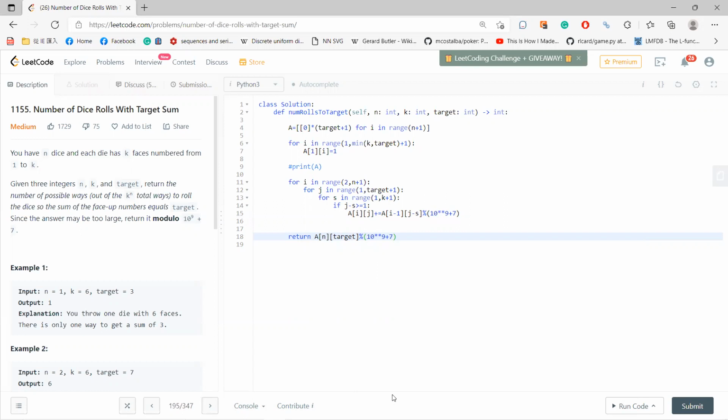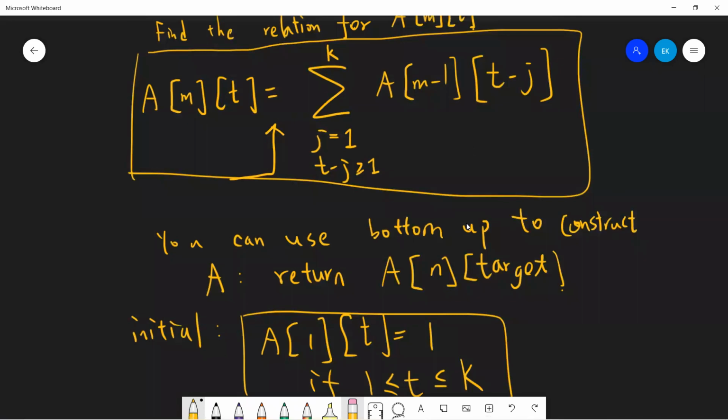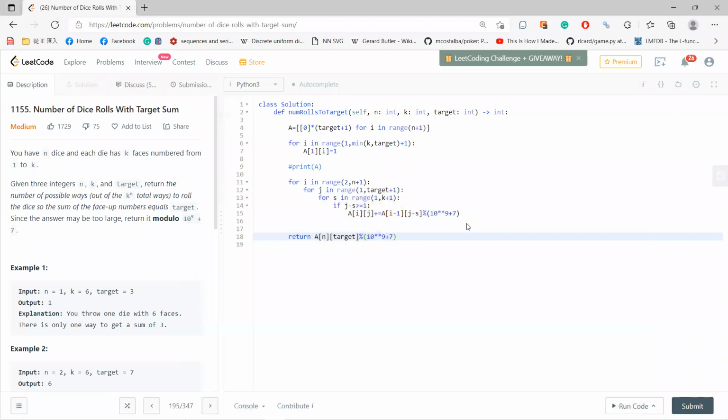Okay. Then you go through i in range 2 to n plus 1, j in range to target plus 1, and s from 1 to k plus 1. If j minus s is greater or equal to 1, then A of i, j plus equals A of i minus 1, j minus s, modulo 10 to the 9 plus 7. Okay, so this is just this equation, right? I use j as s. So A of i, j plus equals A of i minus 1, j minus s, and then return A of n and target modulo 10 to the 9 plus 7. Okay, so very simple solution.